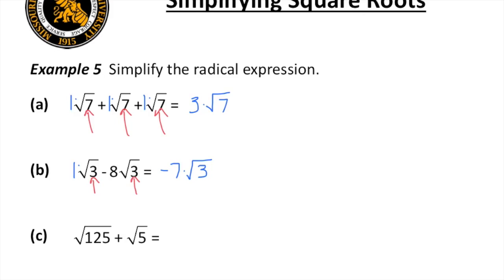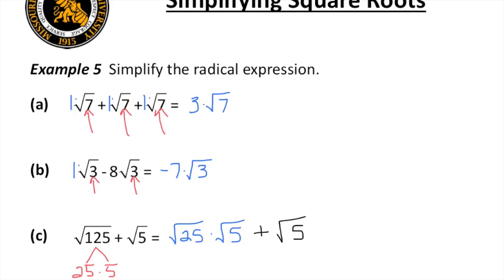Now in example 5c, notice that the numerical values under the square roots do not match. This means that we may need to simplify first before trying to add. So since 125 is not a perfect square, we try to determine a perfect square that divides 125. Since 25 times 5 gives us 125, we can now write our square root of 125 as the square root of 25 times the square root of 5, and add that to the square root of 5 that we already have in the problem.